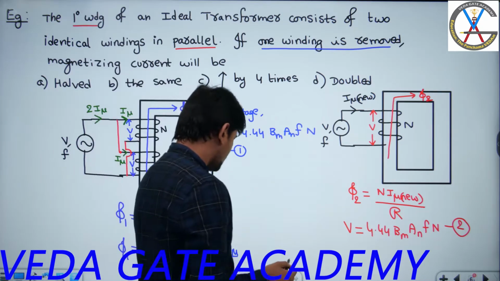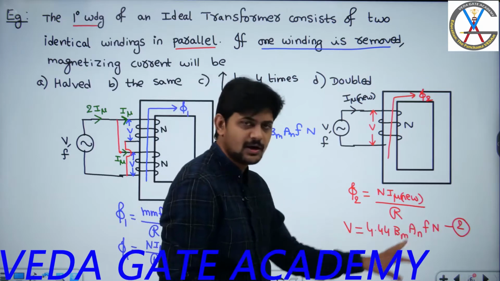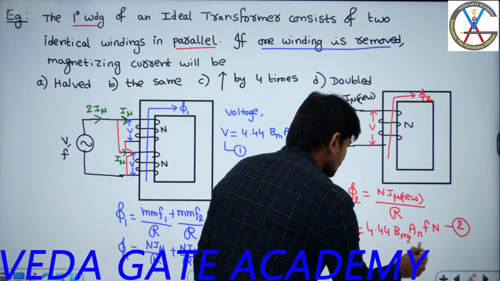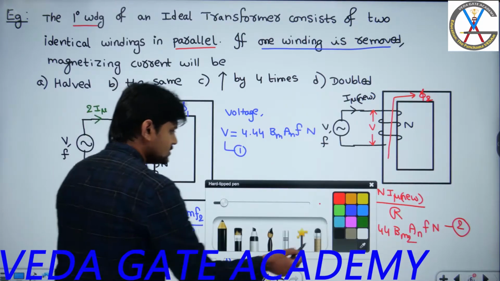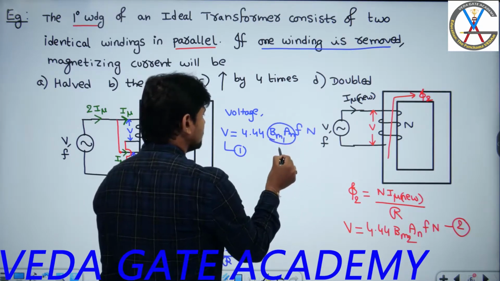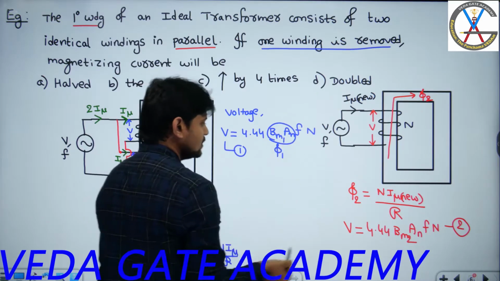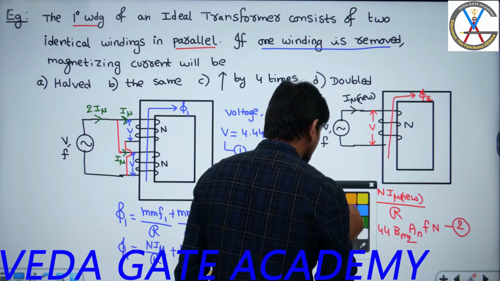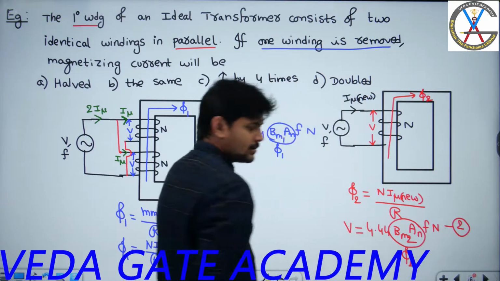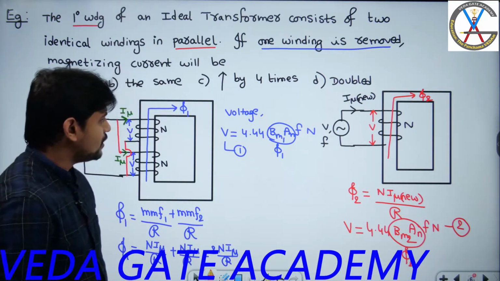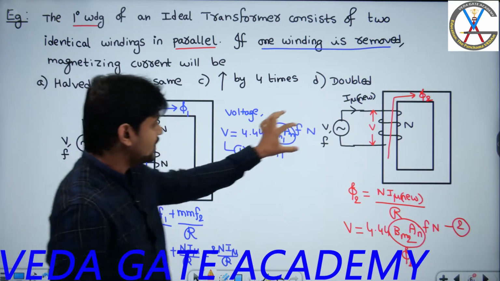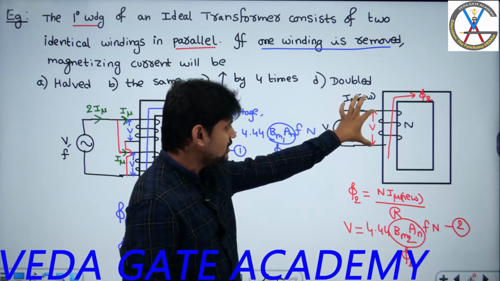Here one point I would like to say is, in place of Bm into An, the flux density will also change. This is Bm2 and this is Bm1. So this Bm1 into An I can replace with phi 1, and this Bm2 into An I can replace with phi 2. Now the point here, if you observe, is the voltage induced across this winding is V. The voltage induced after removing one winding is also V.